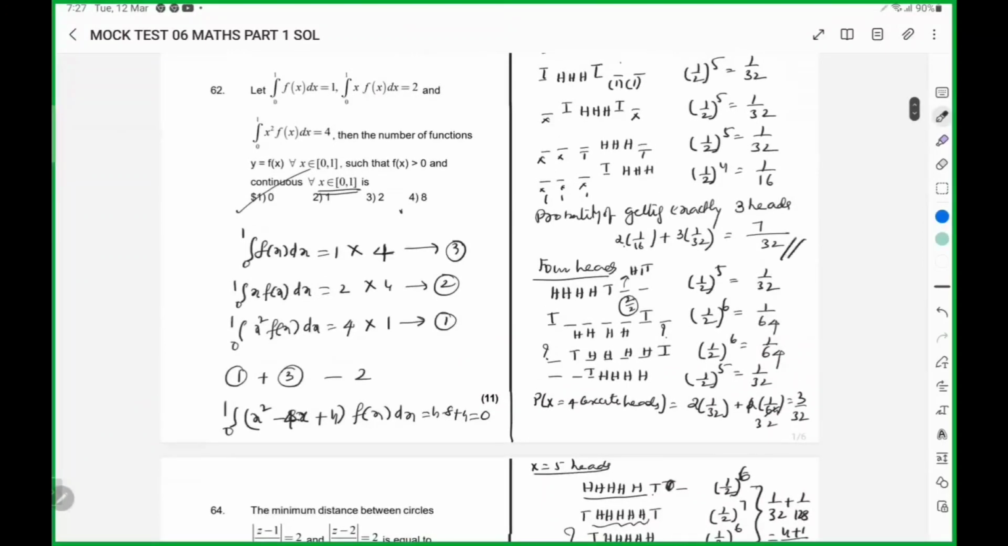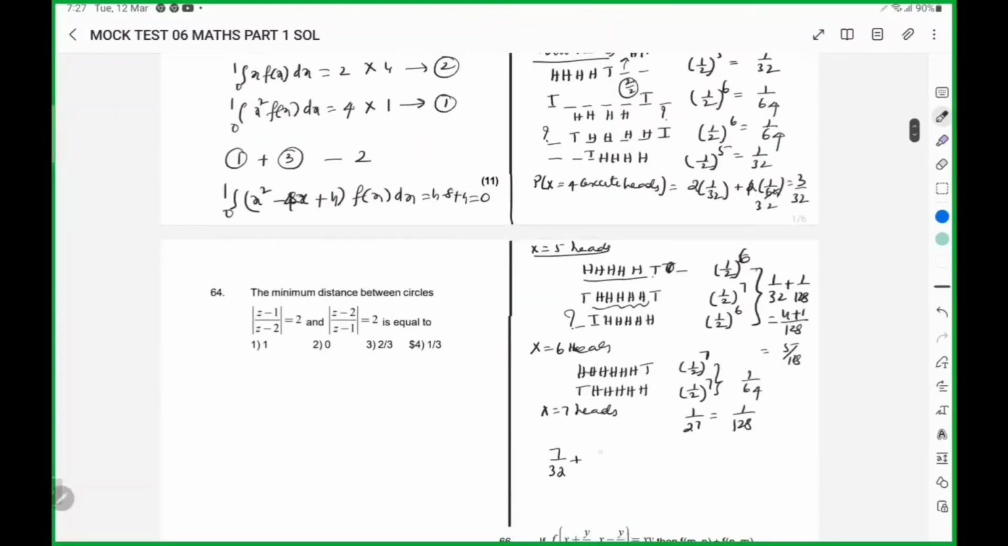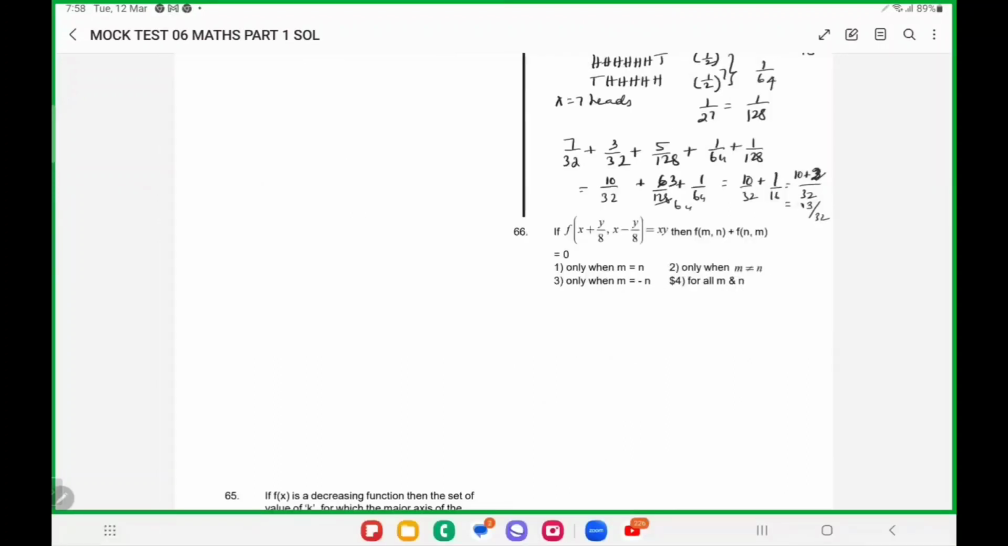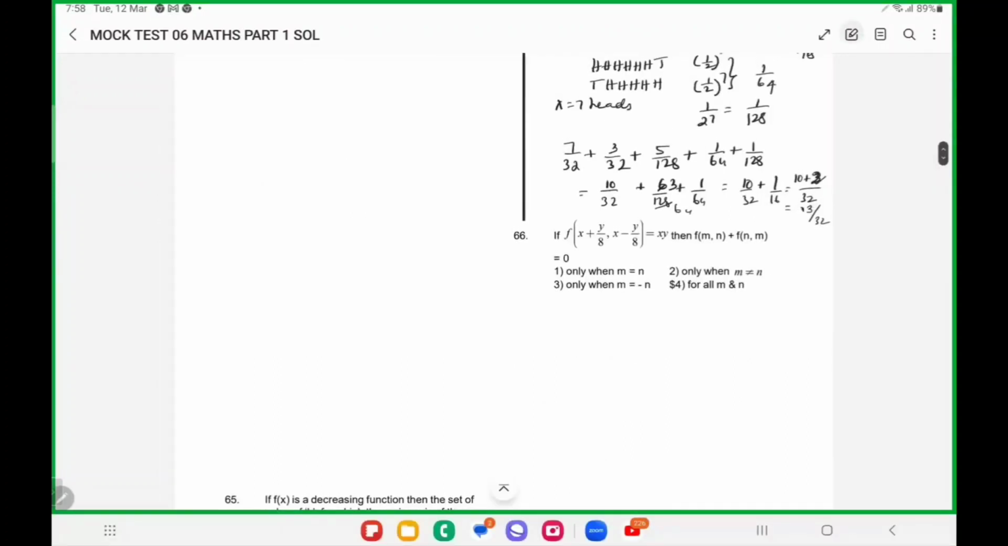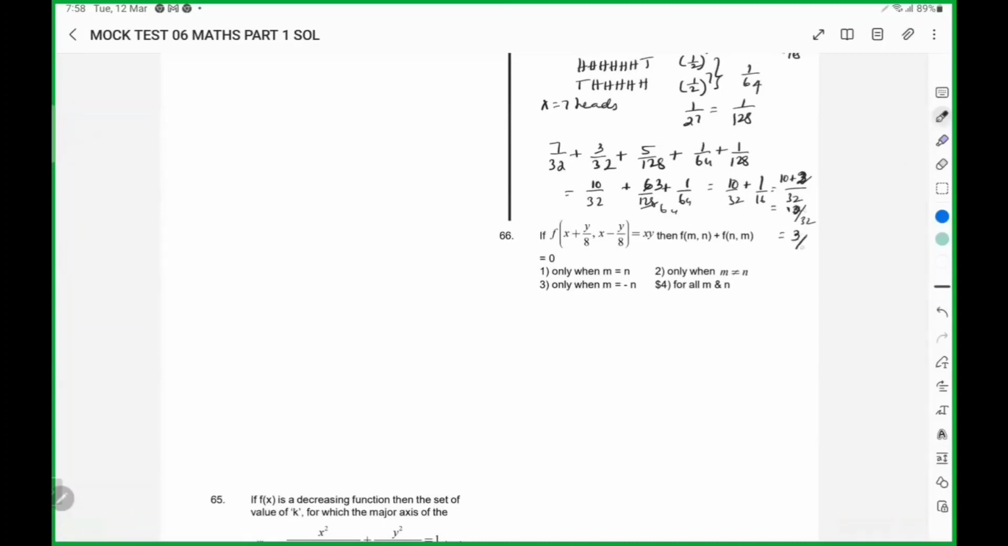Seven by 32 plus 5 by 128 plus 1 by 64 plus 1 by 10 by 32, 6 by 128 plus 1 by 64, 4 by 64, 1 by 60. So here it is 12 by 32, which is 3 by 8.